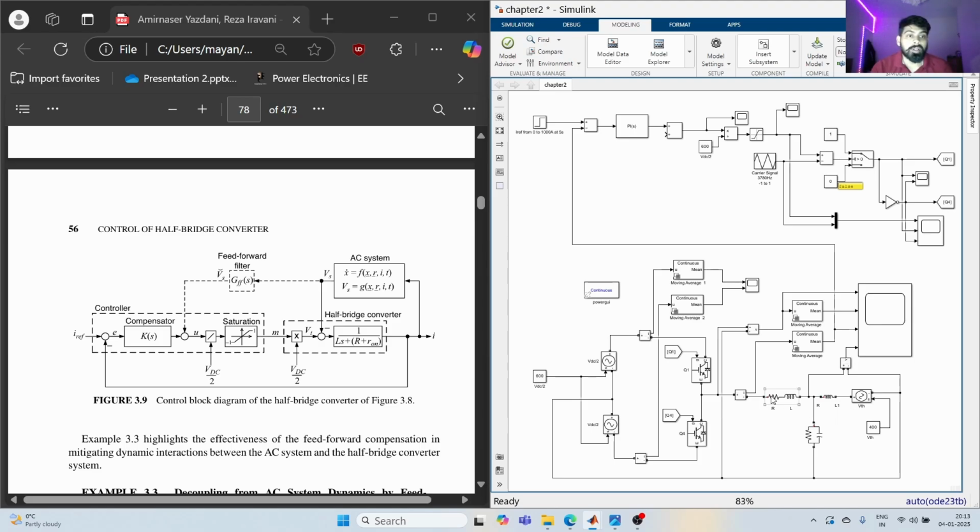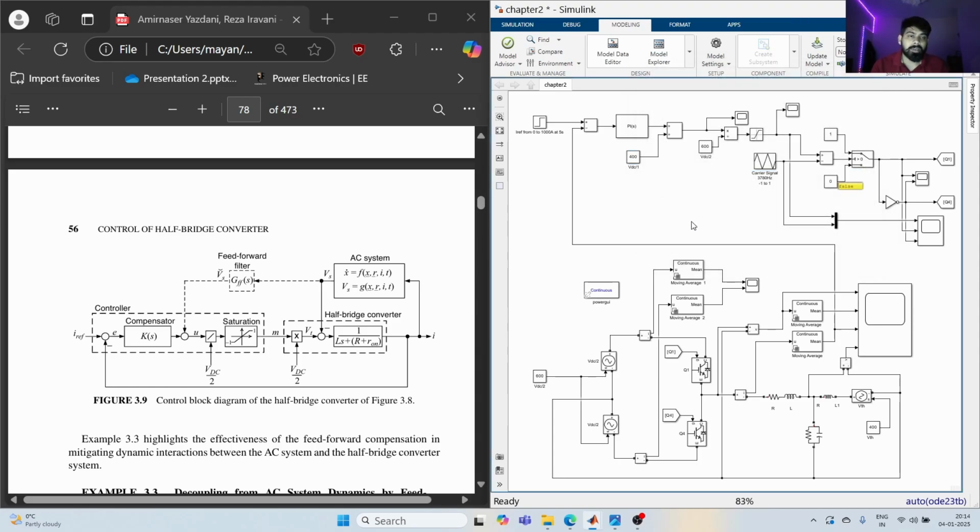So here comes the second advantage of the feed forward compensation. It will decouple the converter system and the AC system, decoupling the dynamics of these two systems by having prior knowledge of the characteristics of the AC system. Now what if we add that 400 again here, like what we did in the previous section?